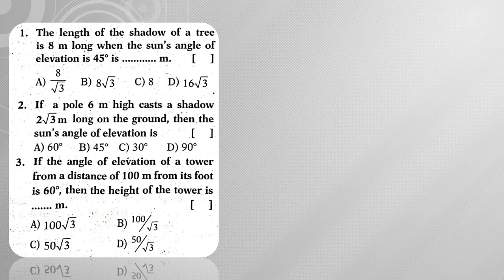Next question. So these are all previously asked questions. Now let us see some more questions. The length of the shadow of a tree is 8 meters long when the sun's angle of elevation is 45 degrees, then automatically the length is equal to the distance.